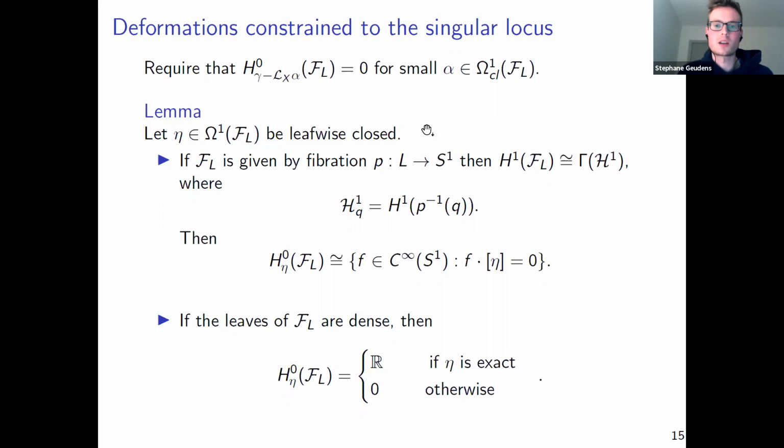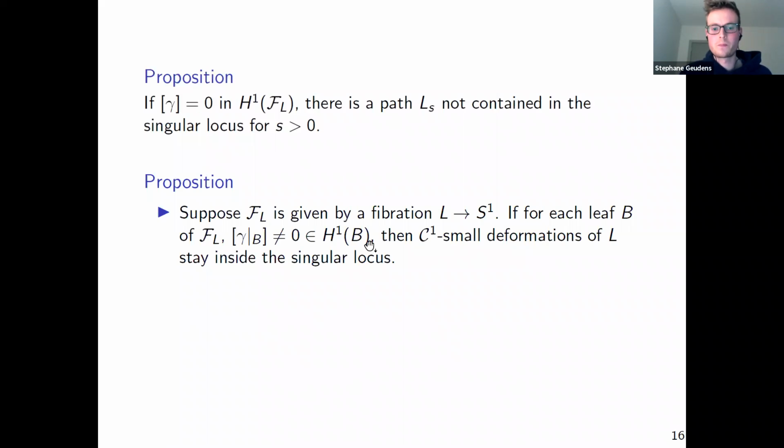And that's true because the map which assigns to the closed one form its section in H1 is continuous for C0 topology. So for C0 small perturbations, this section of gamma is still nowhere 0. And we take here one derivative, so we should restrict to C1 small deformations. So this gives this proposition: in the case of fibration, if the gamma that we start with is not exact on all the leaves, then C1 small deformations of the Lagrangian stay inside the singular locus.